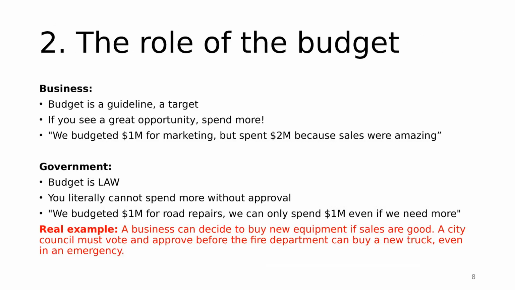Now, let's talk about budgets. In business, a budget is more like a flexible target. If a great opportunity comes up, companies might spend more than planned, like going over budget on marketing if sales are booming. But for governments, the budget is literally the law. They can't spend more than what's approved, even in emergencies, without official permission. For example, while a business might buy new equipment when profits are high, a city can't purchase a new fire truck unless the council votes to approve it, even if it's urgent.